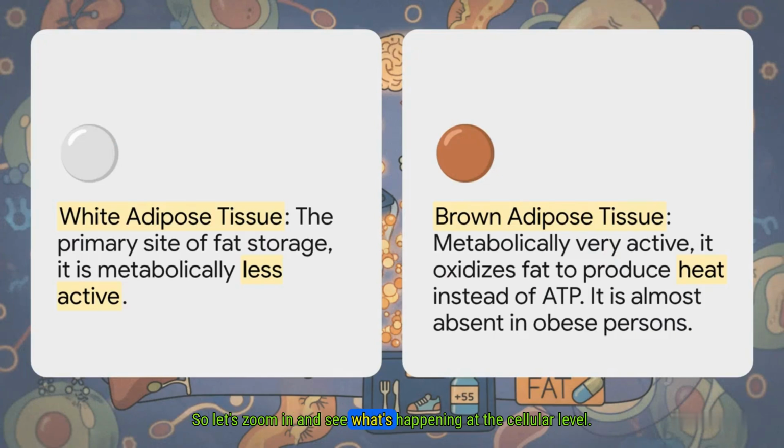So let's zoom in and see what's happening at the cellular level. When these adipocytes, these fat cells, get overfilled and enlarged, they get stressed out, they become dysfunctional, and they start pumping out these inflammatory signals called cytokines. This creates this constant, low-grade inflammation all over the body, and that inflammation is a huge driver of all the other metabolic problems that follow.